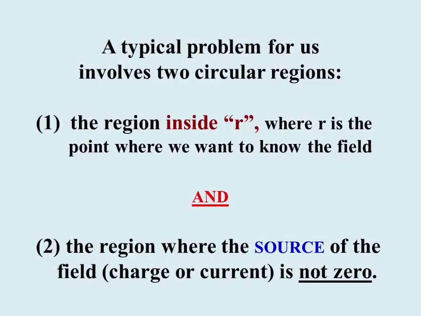Now, a typical problem for us involves 2 circular regions. A region that's inside, say, R, the radius, the point where we want to know the field, and that's the important thing that means intersection, and the region where the source of the field, the charge or the current, or another field for that matter, is not 0. So we're looking at an area inside R and an area where something else is not 0.